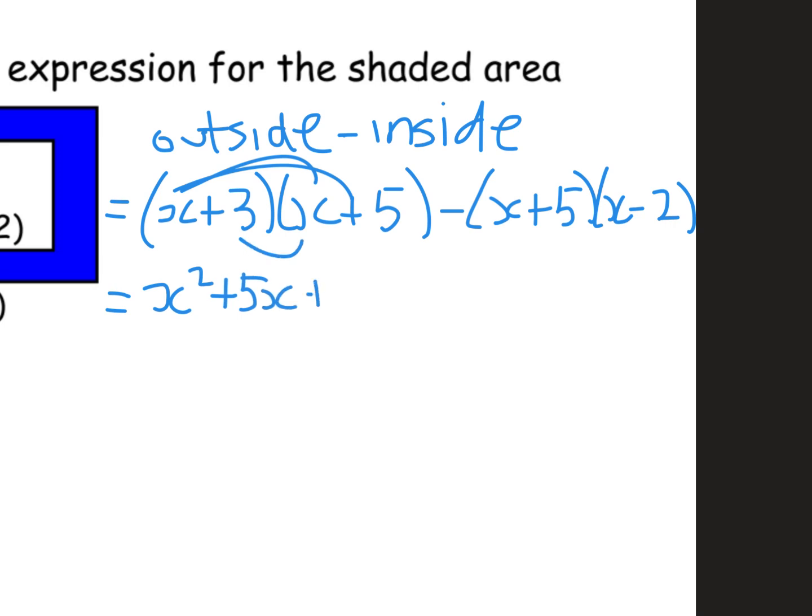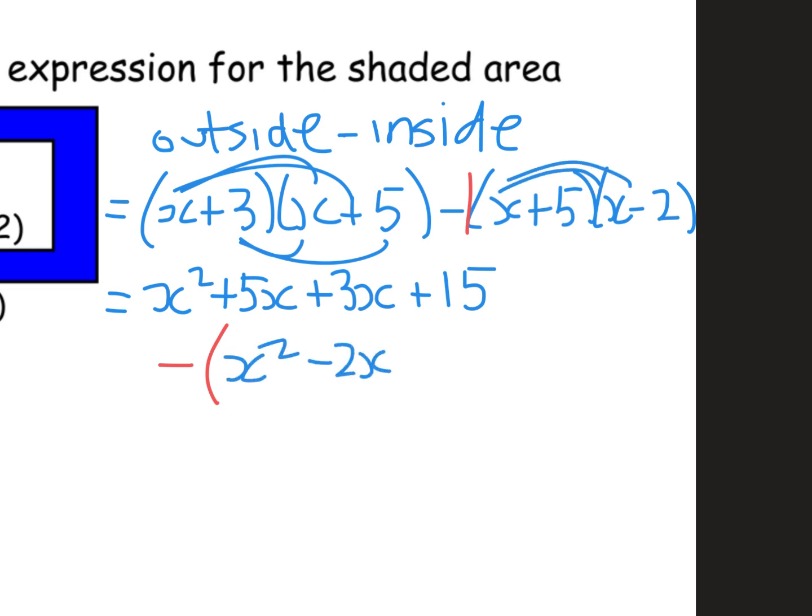Then 3x. Then 15. Now, be careful. There is a minus 1 out the front here. So actually what I'm going to do is leave this as minus and put in a bracket. I've run out of space, so then I'll have x squared minus 2x plus 5x, and then I'll have negative 10.